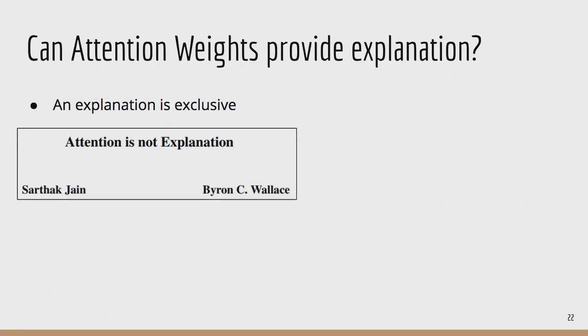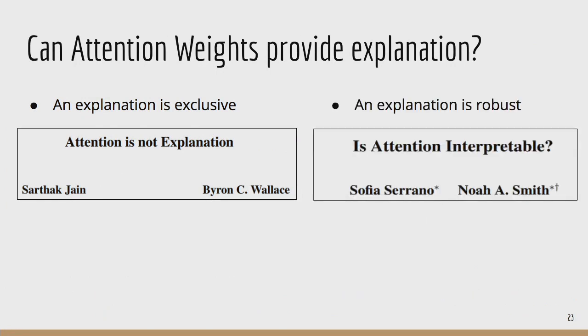And then additionally, there's been a line of work investigating this exact question in early 2019: can attention weights actually provide explanation? The first, which comes from Jain and Wallace at Northeastern, called Attention is Not Explanation, proposed the criteria that an explanation needs to be exclusive. And then Serrano and Smith at UW looked at attention interpretability in the same setting, and they proposed that the explanations need to be robust to perturbations. And both of these papers were also looking at this heat map scenario of attention weights in classification tasks for neural NLP.